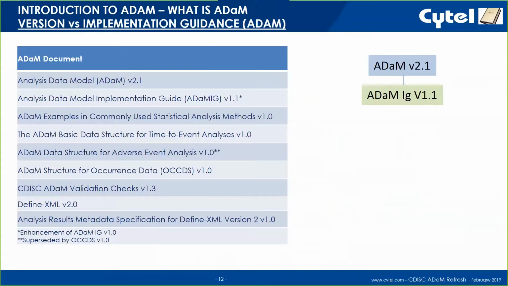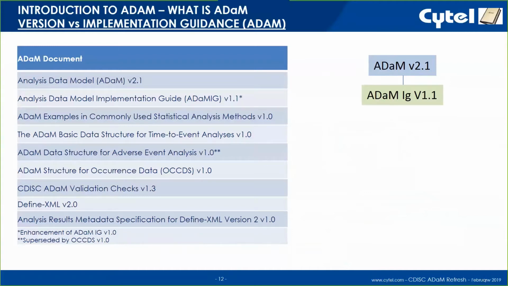What about the ADaM guidance? One first clarification I want to make, and this is the same for other standards in CDISC, is the distinction between versions of the standard. As of today, we have ADaM version 2.1 from the implementation guidance. The implementation guidance, in a few words, is a document which provides a description of how the standard has to be implemented, so it contains more examples. As of today, the version of the implementation guidance is 1.1. The implementation guidance 1.1 is using ADaM standard 2.1, the model 2.1.